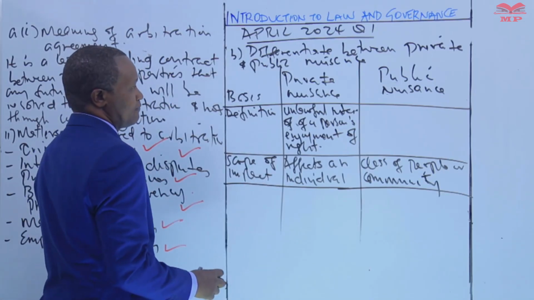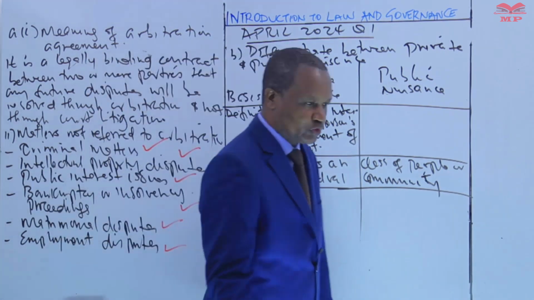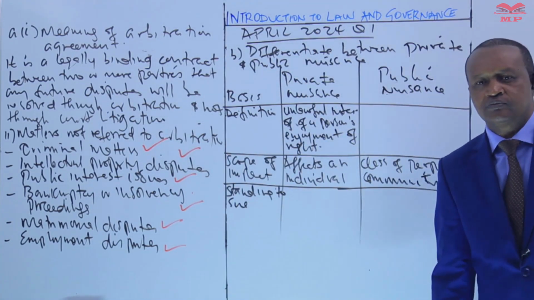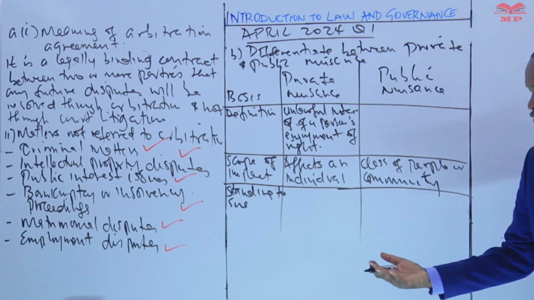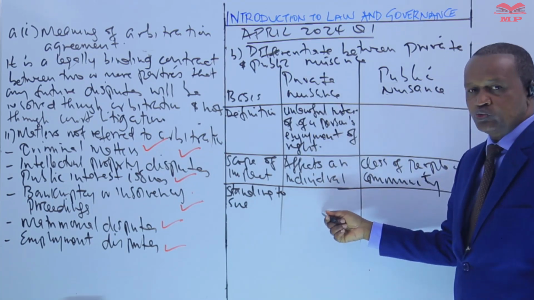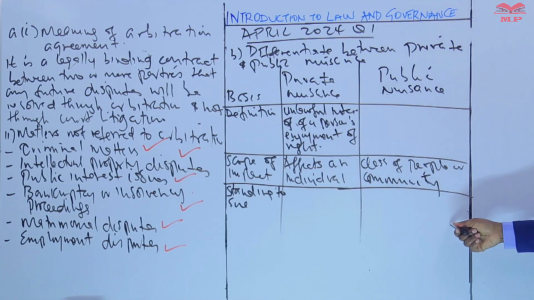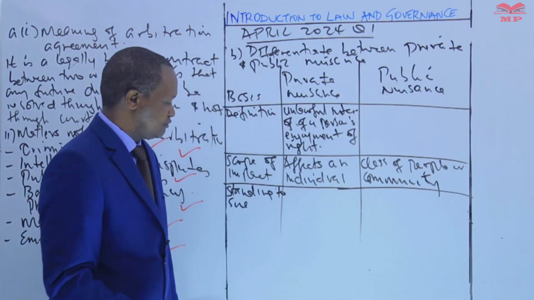Another distinction can be based on standing to sue. For private nuisance, only the person with an interest in the affected land, okay, can sue. Only this individual who is affected by this private nuisance can sue. But in public nuisance, on the other hand, candidates, an individual can only sue if they have suffered special damage beyond that of the general public. Do you get the difference?